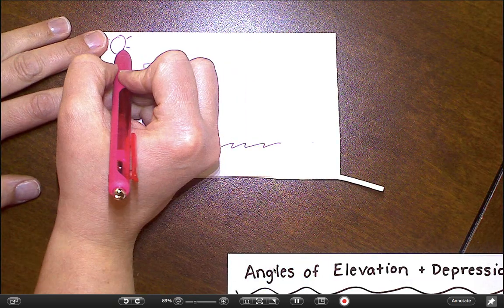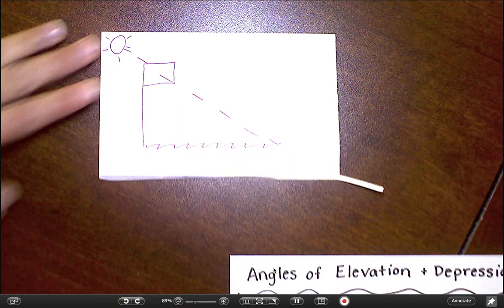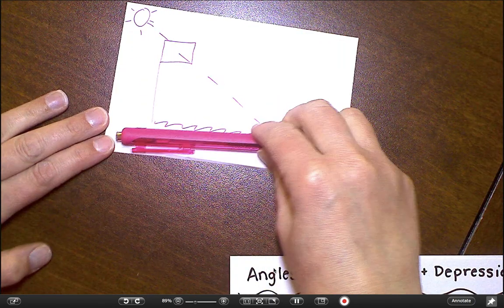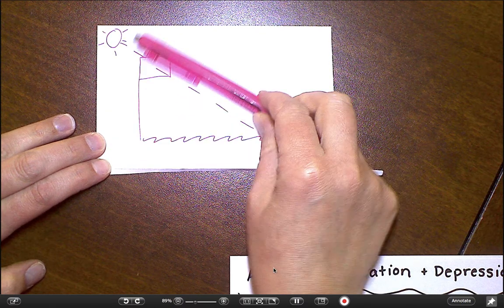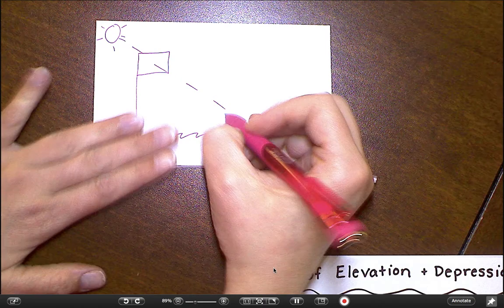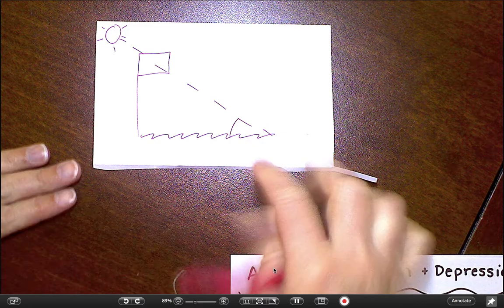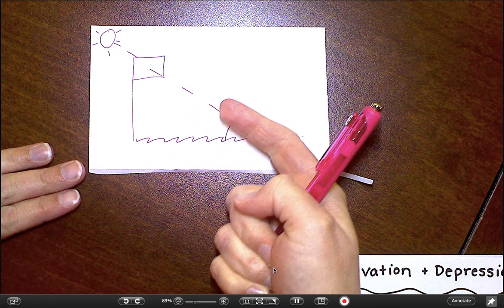So if the sun is casting its light down this way to the end of the shadow, the angle of elevation is always going to be from the ground upward. Like if you were on the ground and you turned your head to look up at the sun, which we don't recommend, this here would be your angle of elevation. So angle of elevation is always from the ground turning upward.